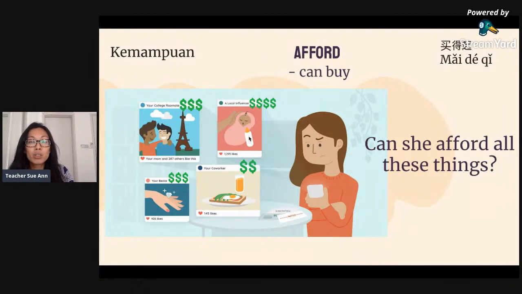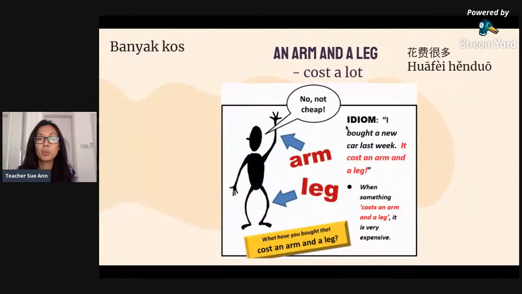Can you afford to go out now? So do you have money to go out? Okay, to go on holiday. So all these things, afford. Number 2, an arm and a leg means it costs a lot. Okay, let's look at the example. I bought a new car last week. It costs an arm and a leg. It means it's not cheap. You need to cut off your arm, cut off your leg, then you only can buy it. So very expensive. 很贵, right?